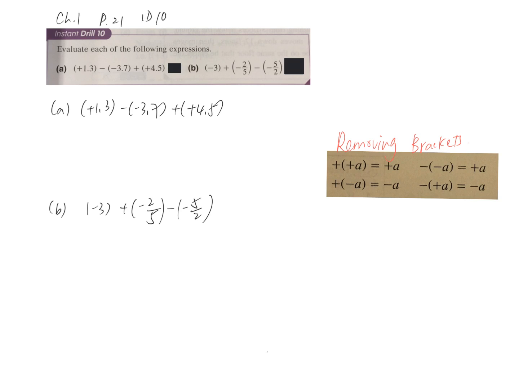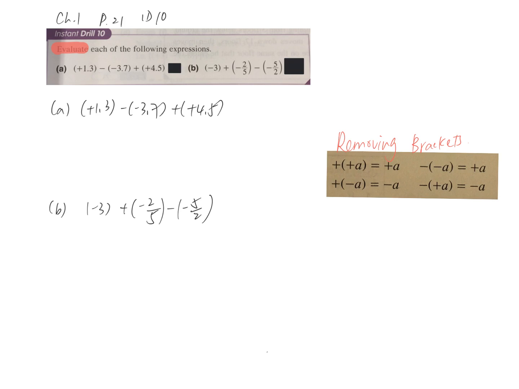Now we are on the same page, page 21, for instance drill number 10. Again, in this question, you are asked to evaluate each of the following. So we are going to find the value of the answer. Part A, we see decimals. Positive 1.3 minus negative 3.7 plus positive 4.5.